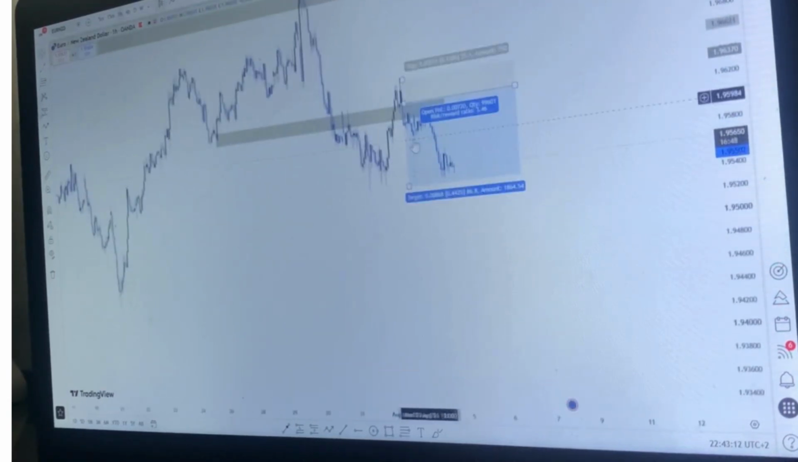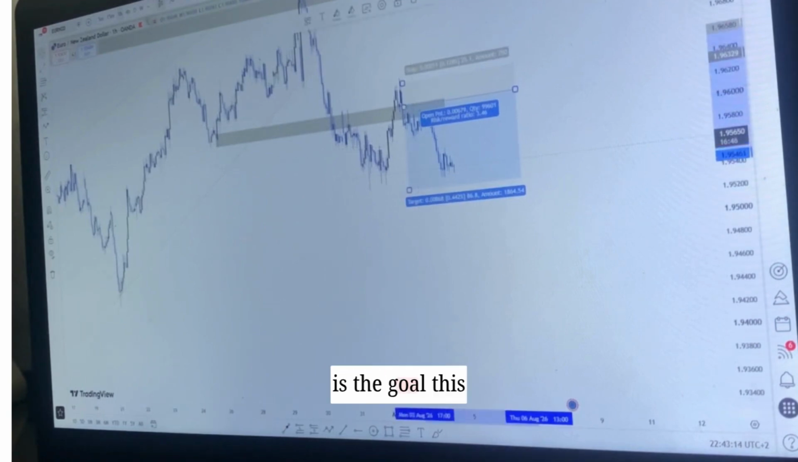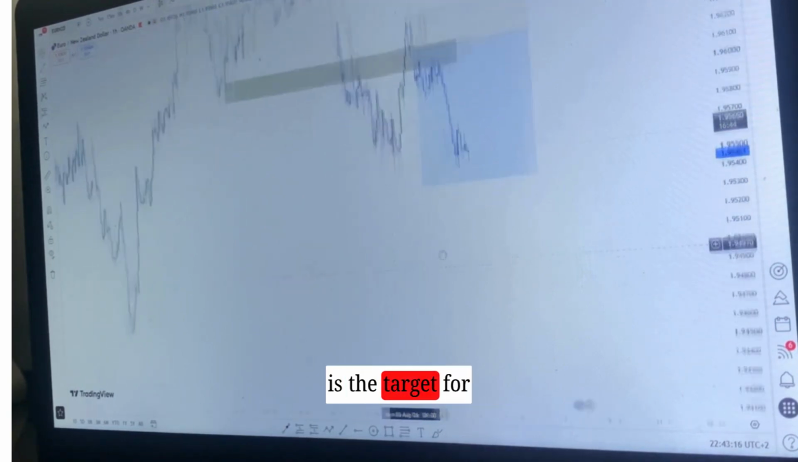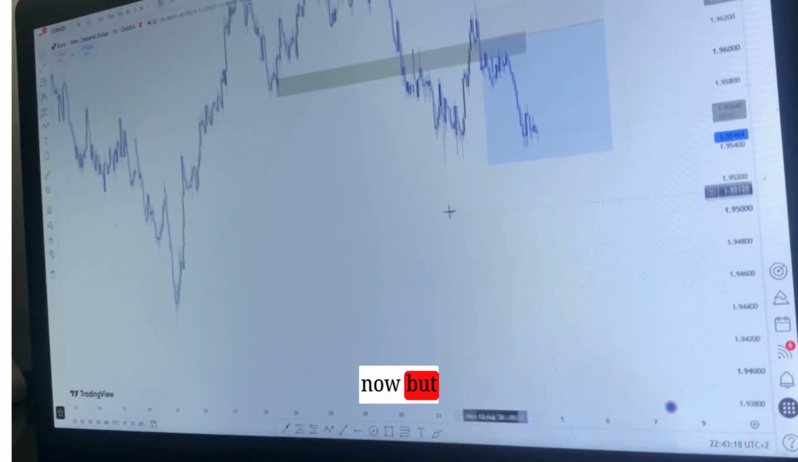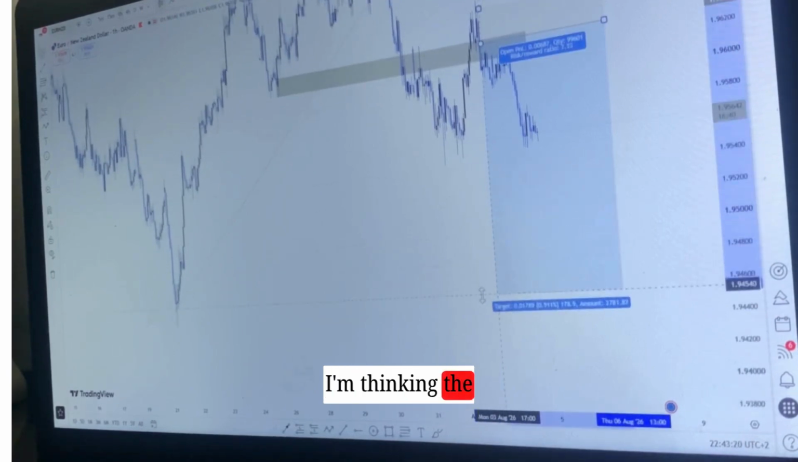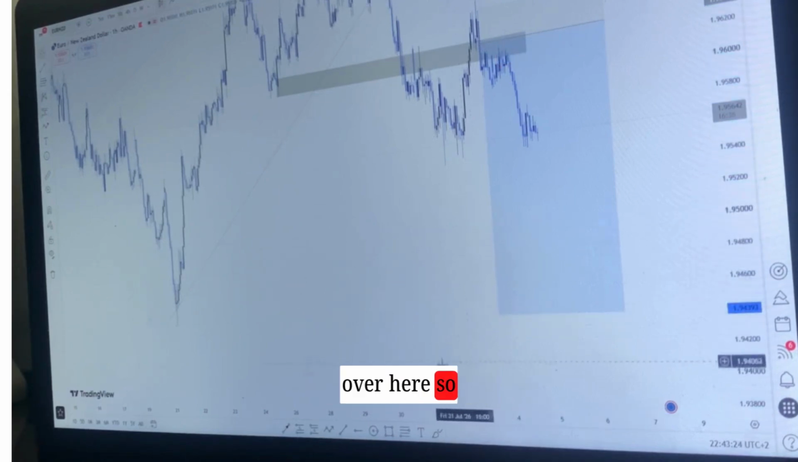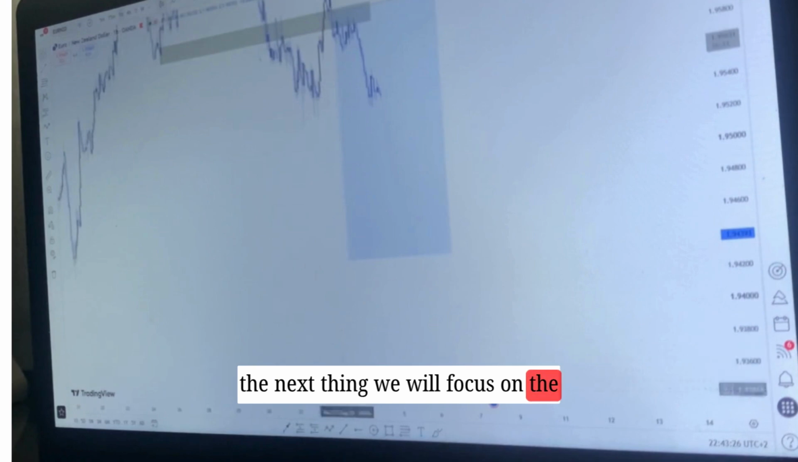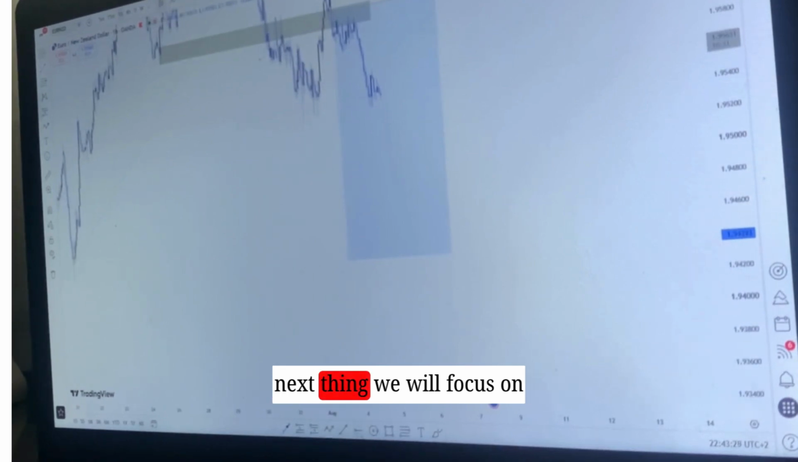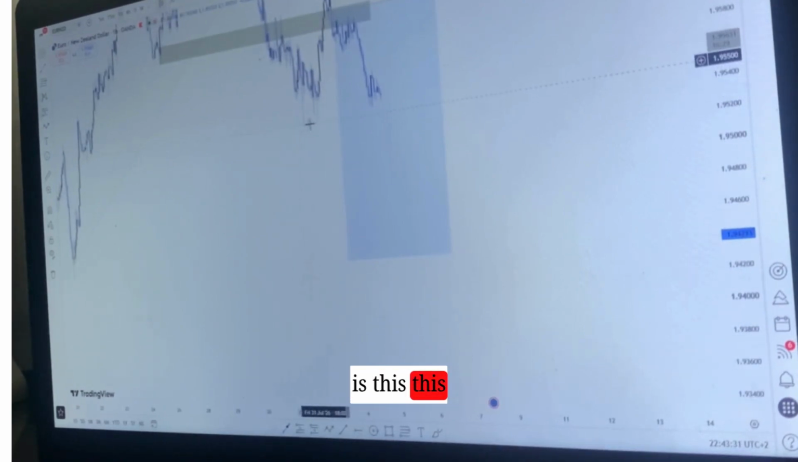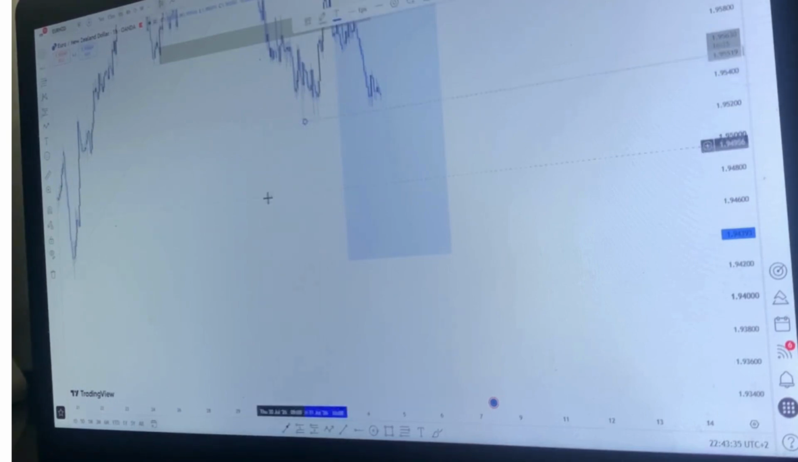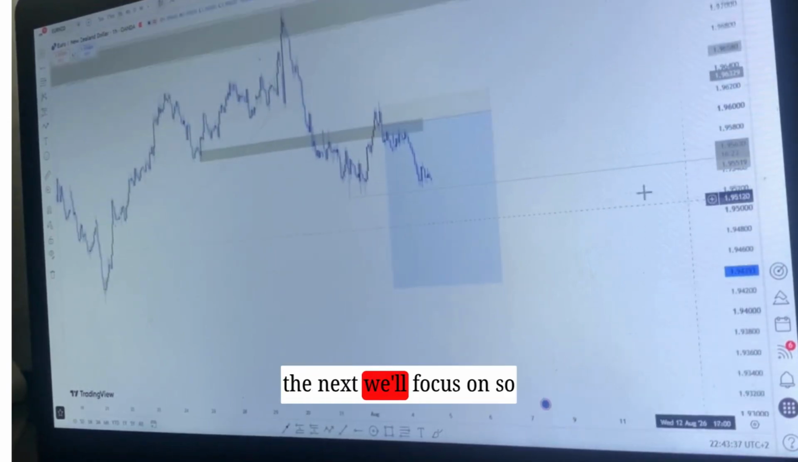So this is the goal, this is the target for now, but I'm thinking the market might move over here. So the next thing we will focus on is this area. That's the next thing we'll focus on.